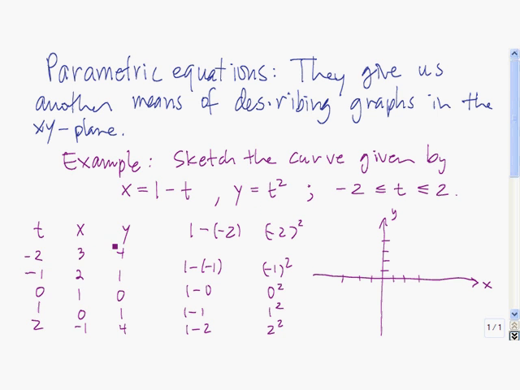So we'll start with the point 3, 4. Then we have the point 2, 1, 1, 0, 0, 1, -1, 4. So we see that what we actually have is a parabola.